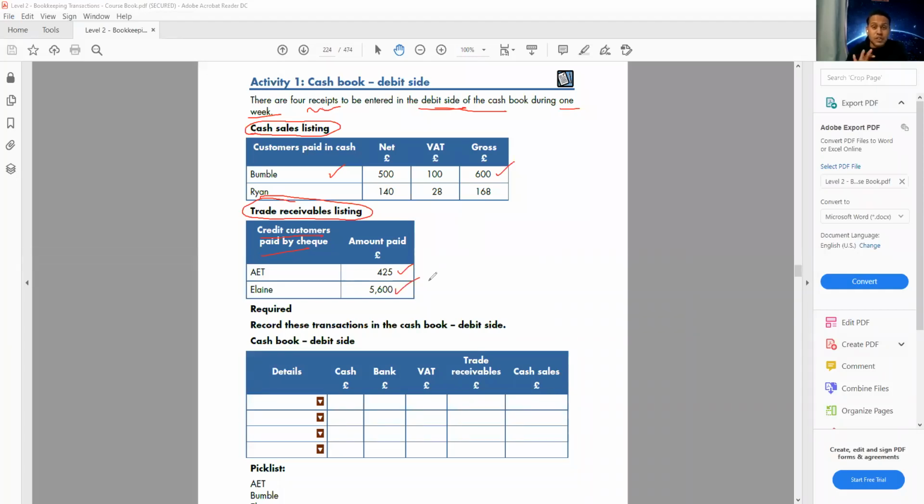So I have to record these 4 payments on my cash book debit side. Remember that if the customer paid you by cheque, the money comes to the bank column. Okay, let's start with the first one. Let's do everyone together. Let's do Bumble.